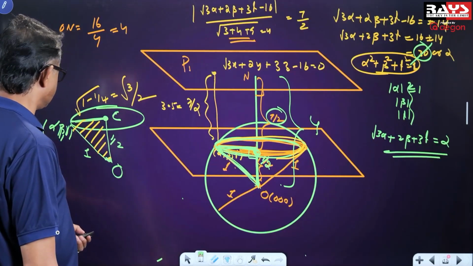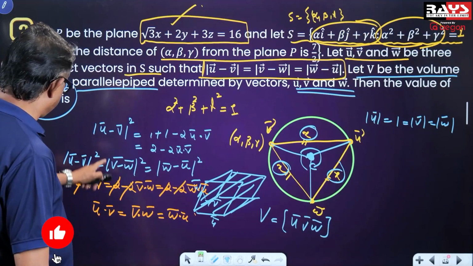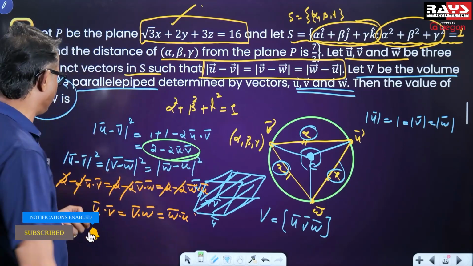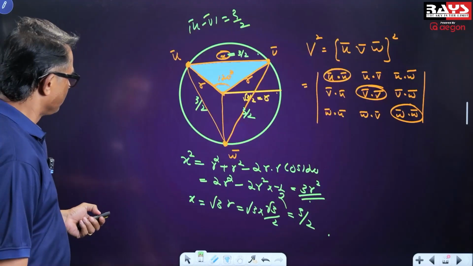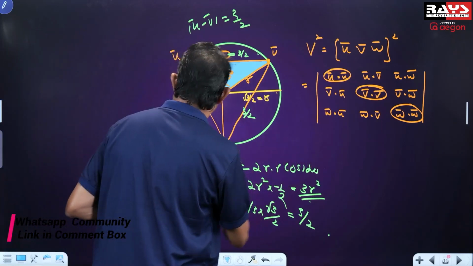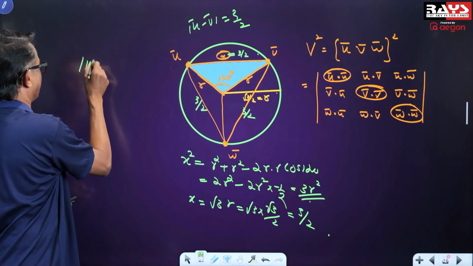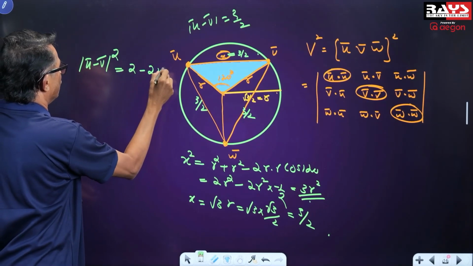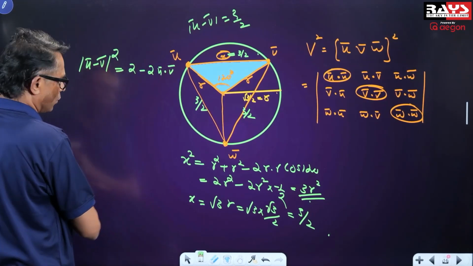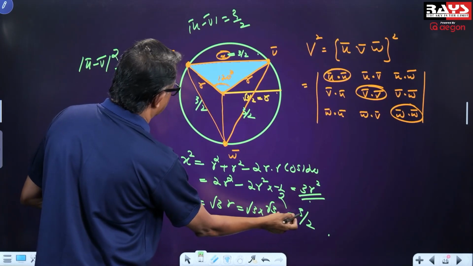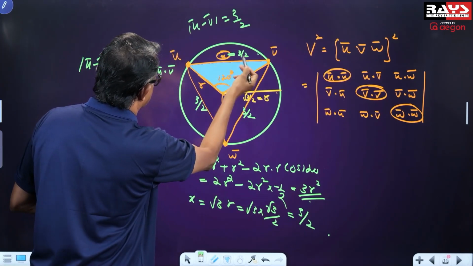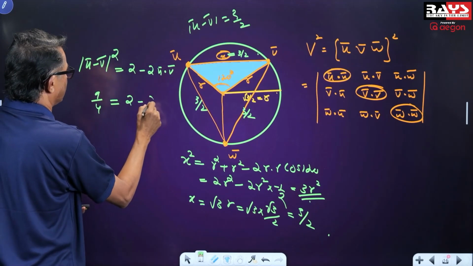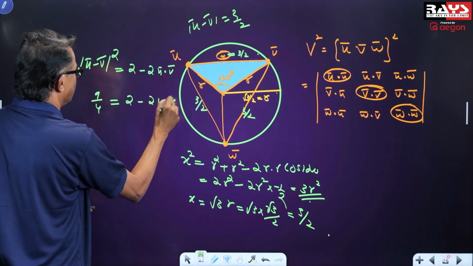Now we have mod u minus v square equal to 2 minus 2 u dot v. So let us take that. Mod u minus v is 3 by 2, and 3 by 2 square is 9 by 4. So 9 by 4 is equal to 2 minus 2 u dot v.